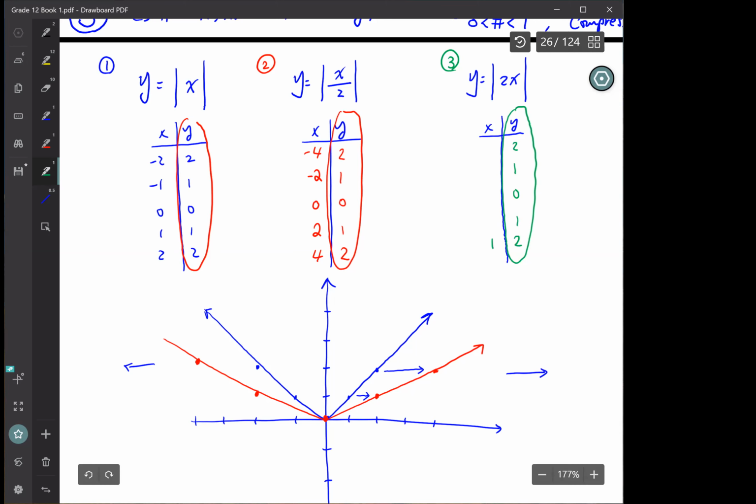1 times 2, the absolute value is still 2. What's another value that could work? Negative 1 will work. Negative 1 times 2 is negative 2, and the absolute value is 2. Okay, Donna, what about getting a 1?